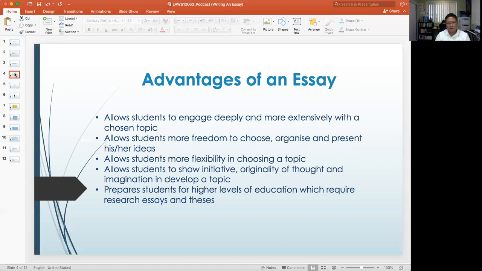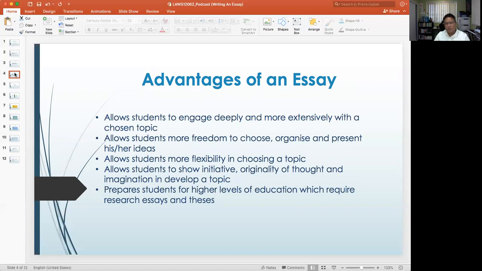It of course allows students more flexibility to choose a topic, because in general, in a lot of subjects or units, students are given the freedom to choose a particular topic and then write about that topic.